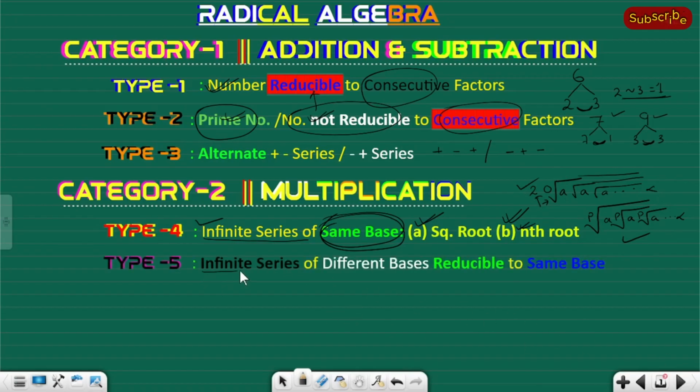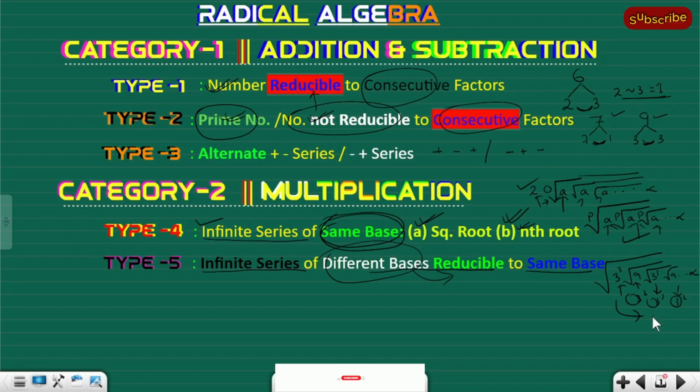Type number 5 is infinite series again, of different bases reducible to the same base. Here the base is the same, right? Here the bases are different, but one of the bases is reducible to the other one. Example: 3 cube, then 9, again 3 cube, again 9, dot infinity. Here this is 3, we can express 9 as 3 square, right? Again 3 cube, then again 3 square, so the base is the same. In this also we will get the answer as the number itself, 3.